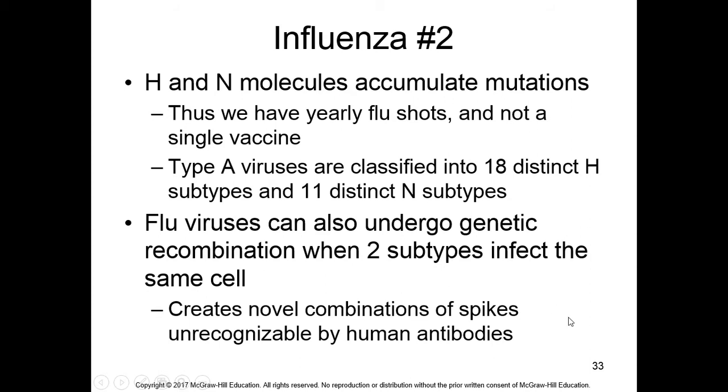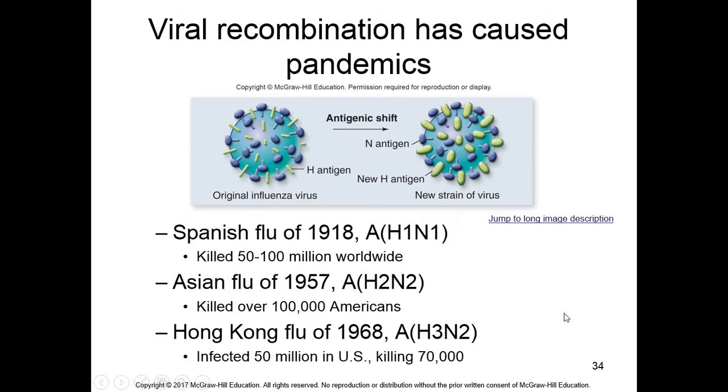Flu viruses can also undergo genetic recombination. It means that when two subtypes infect the same cell, within the same cell environment the chances of mutation are greater. So they create novel combinations of spikes that are unrecognizable by human antibodies or by a vaccine that has already entered the human body. In that case, they might cause severe infection.